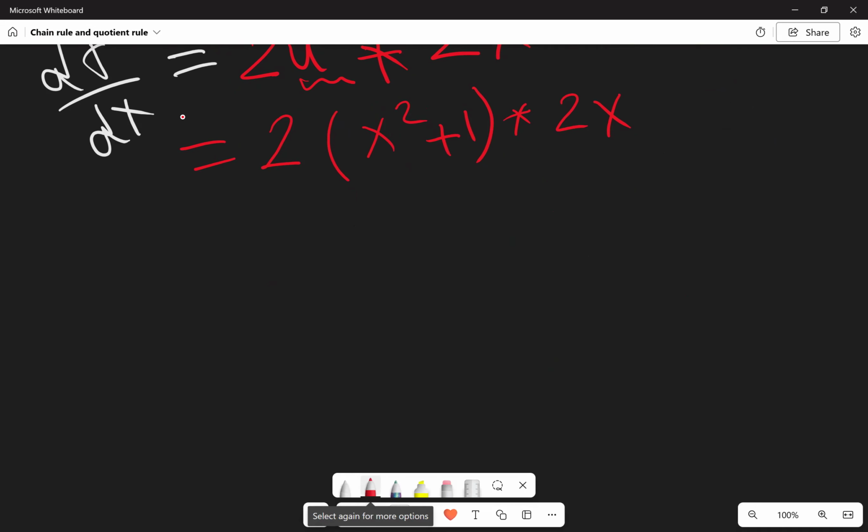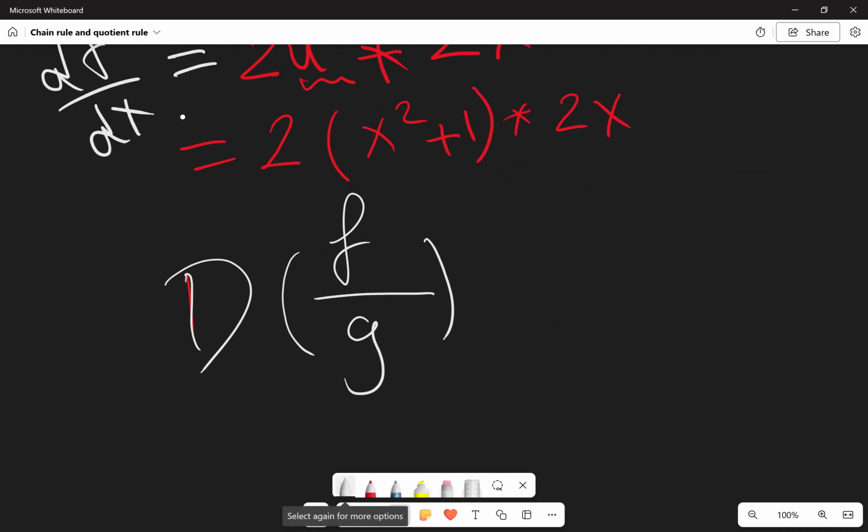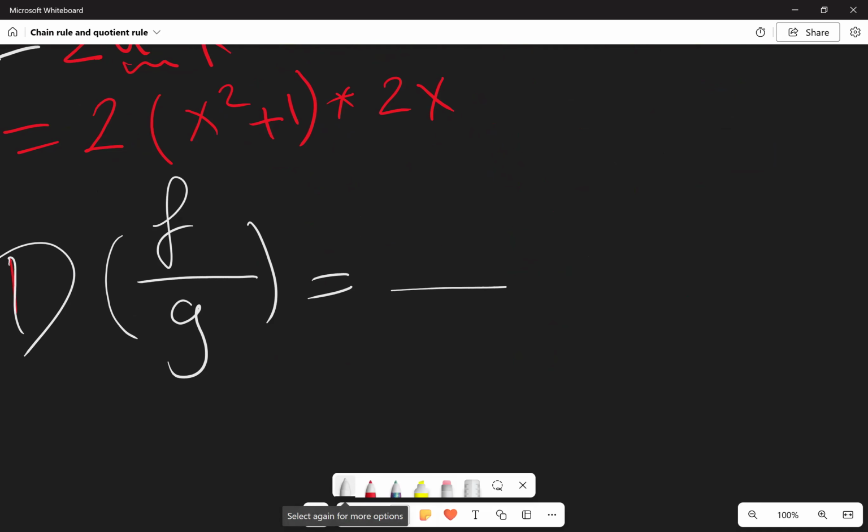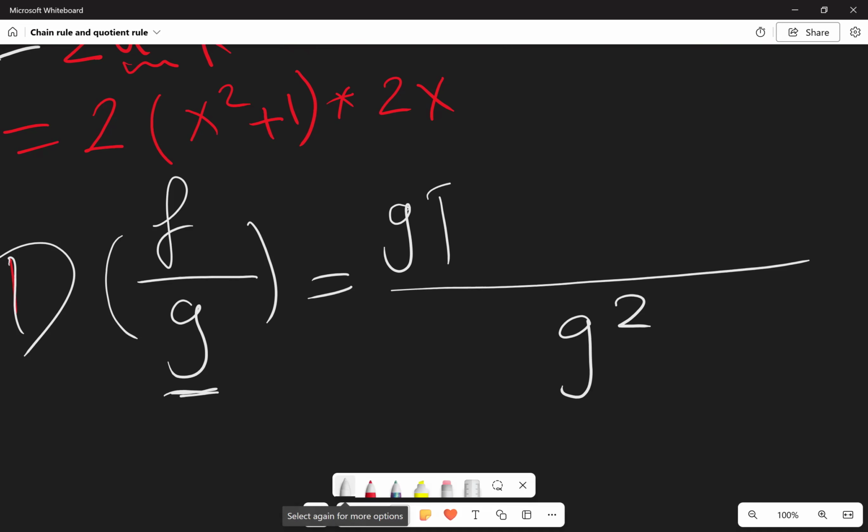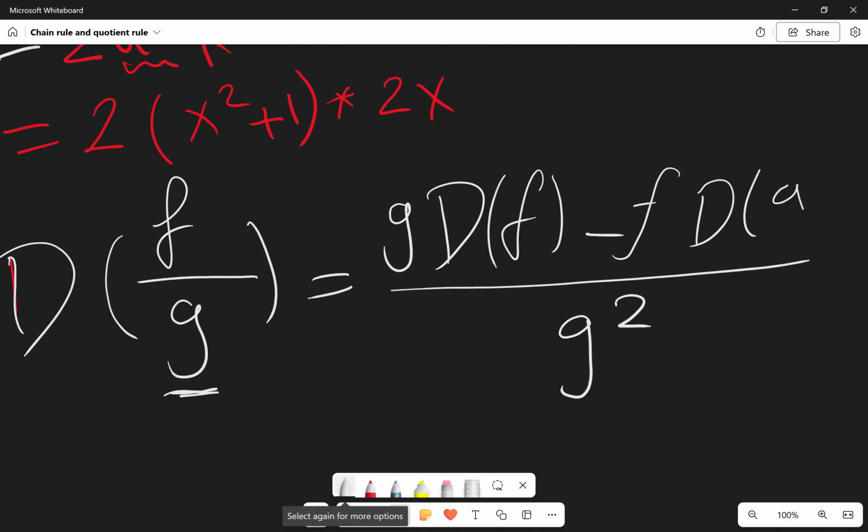Another important rule is the quotient rule. That is, the derivative of function f divided by function g is equal to the function g, the denominator, squared, and in the numerator we have function g multiplied by the derivative of the function f minus f multiplied by the derivative of the function g.